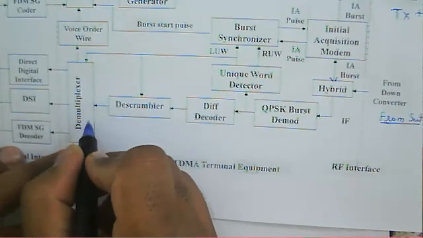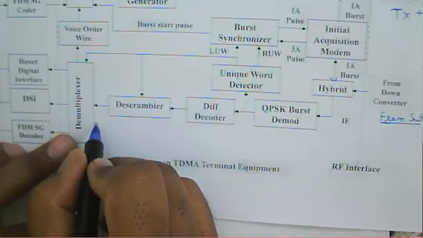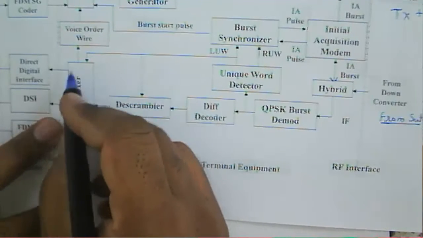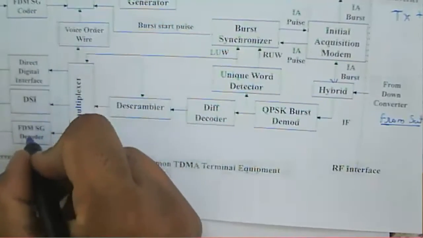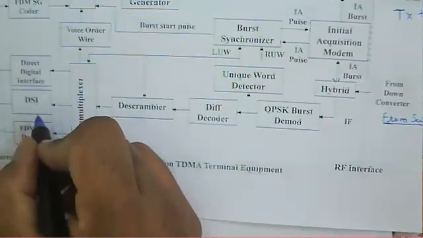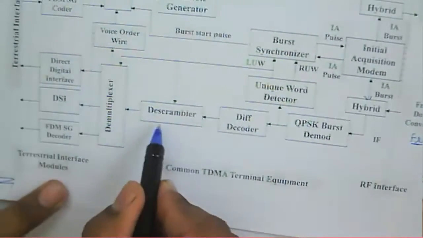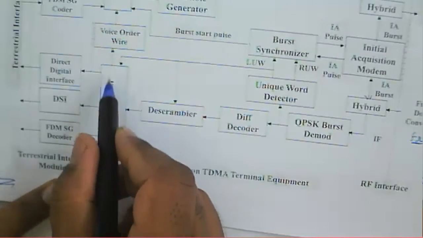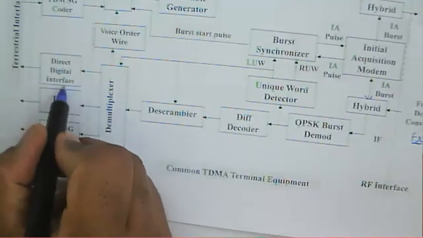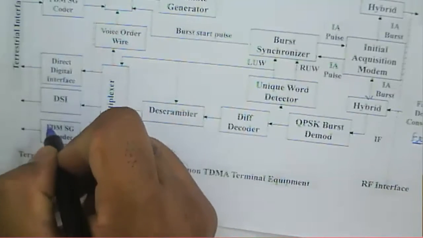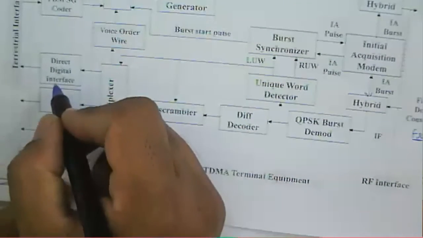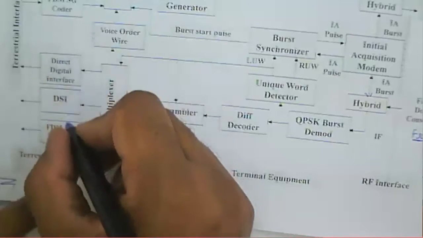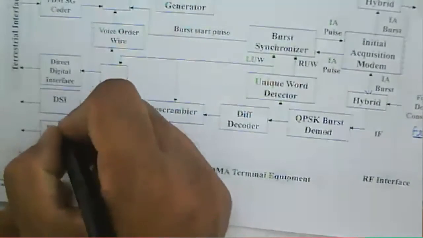So the descrambler data bus is demultiplexed here to obtain the sub bursts of this terrestrial interface module at the receiver side. Okay, this is about the descrambler output. We get the symbols here as output to this demultiplexer, and then the demultiplexer produces the sub bus, which are to be processed by the receiver side at the terrestrial modules.